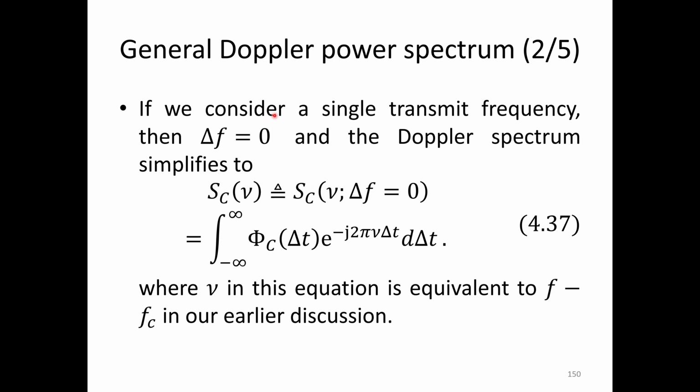Okay, if we consider a single transmit frequency, then delta F is equal to 0, and the Doppler spectrum simplifies to capital Sc of V, with delta F equal to 0. Okay, because we consider a single transmit frequency, there is no frequency difference, or I should say the frequency difference is equal to 0.